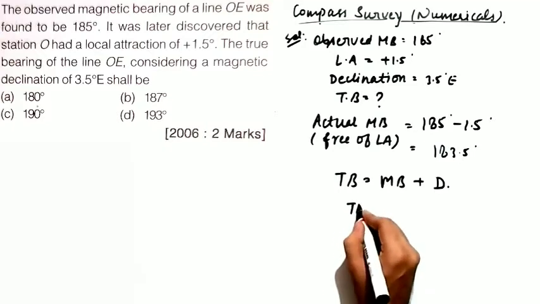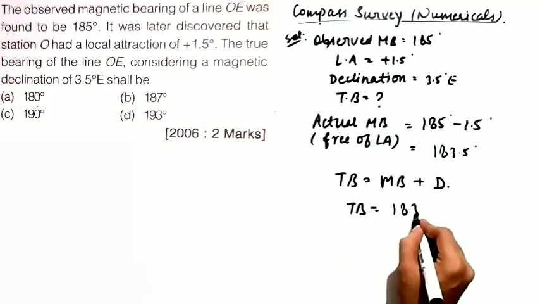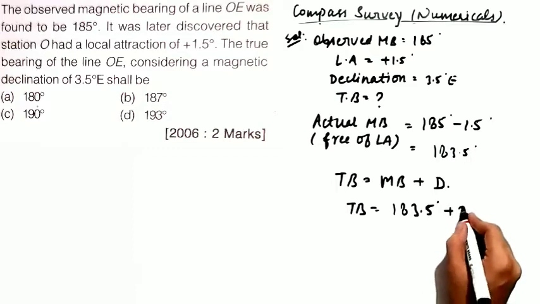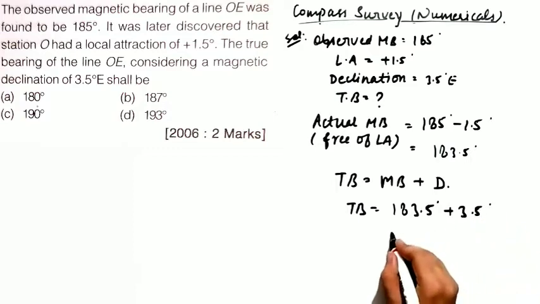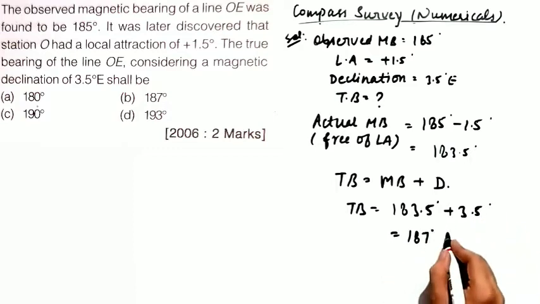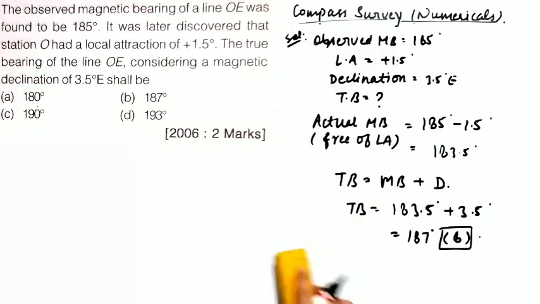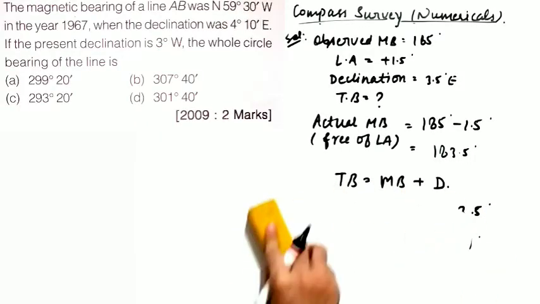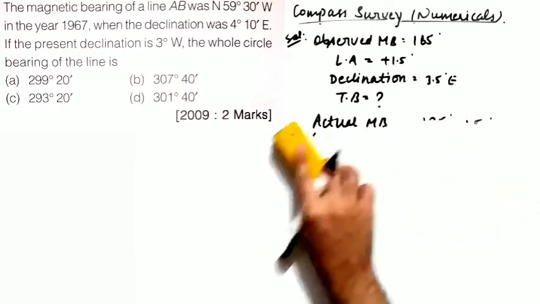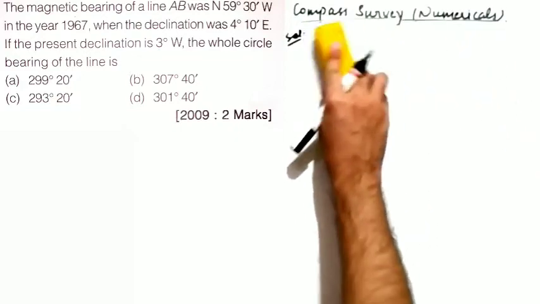So true bearing will be, what is magnetic bearing? It is 183.5 degree plus 3.5 degree. So it is 187 degree. Option number B is the correct option. Now moving to the next question, which is related to declination again.